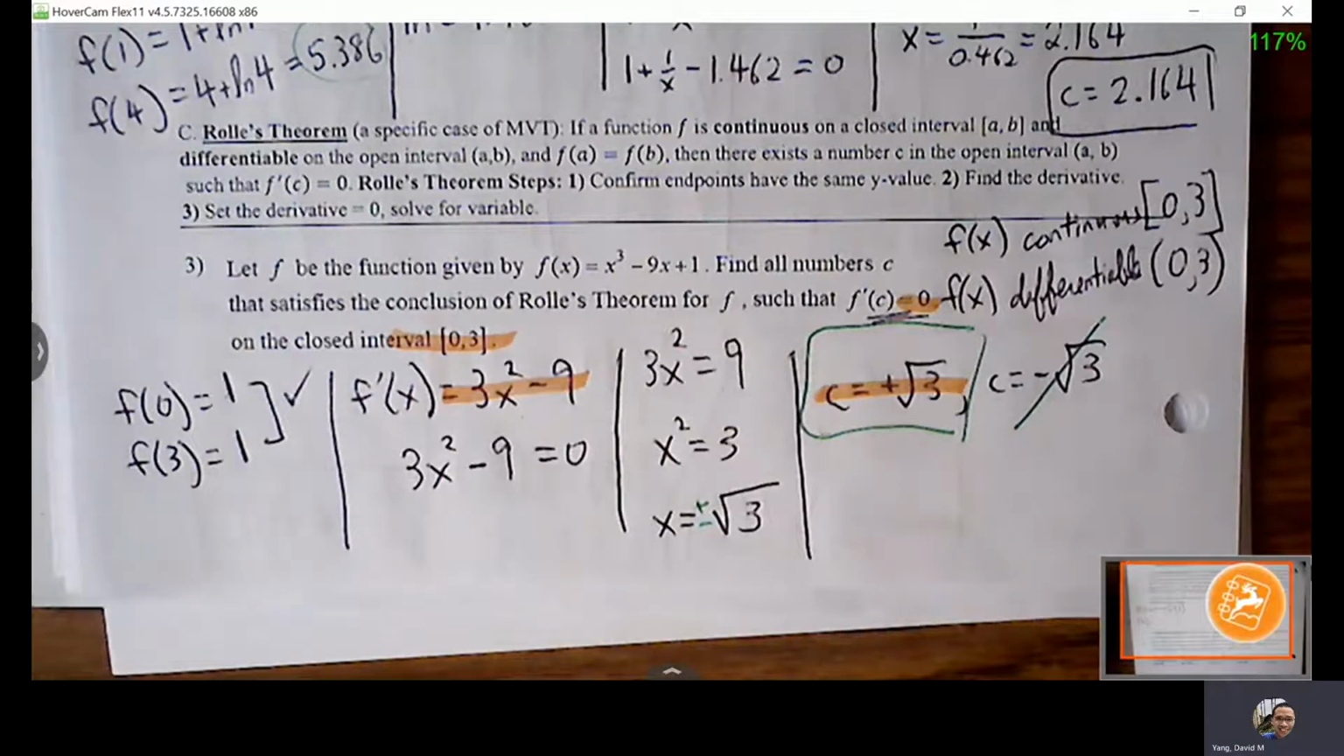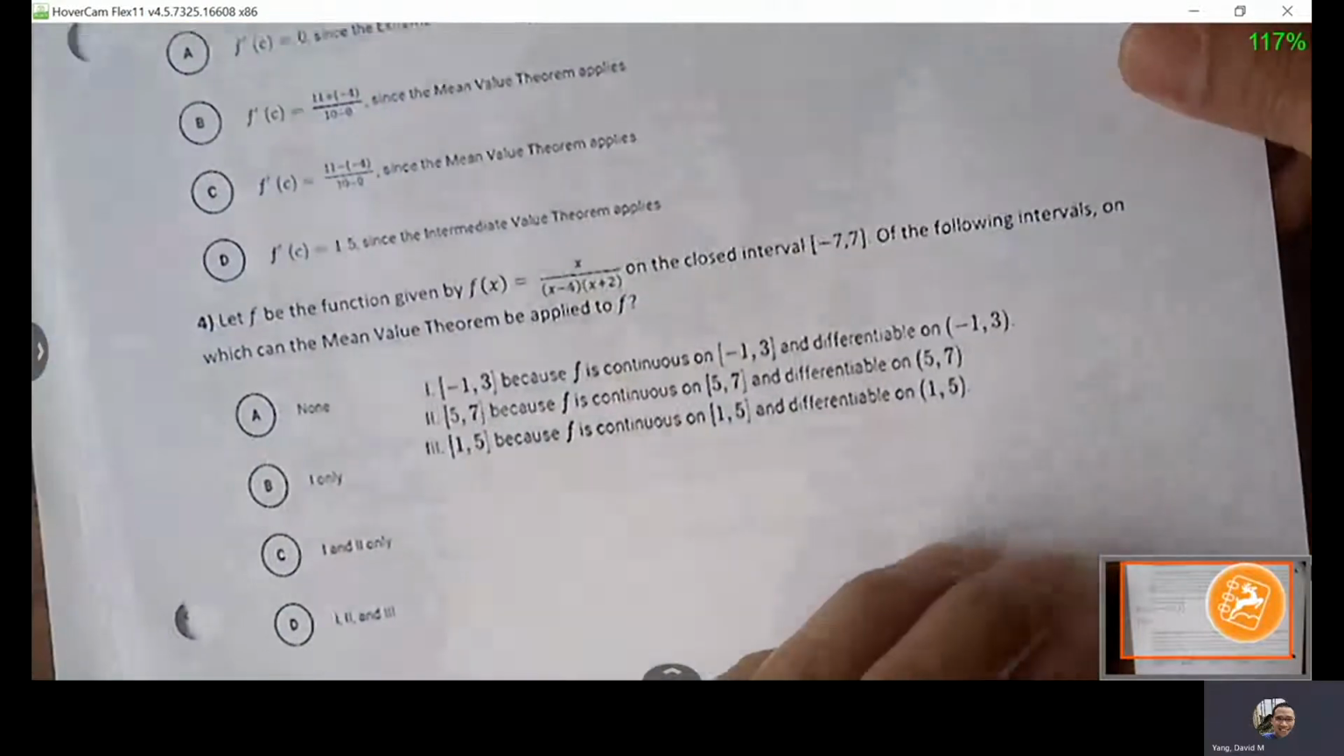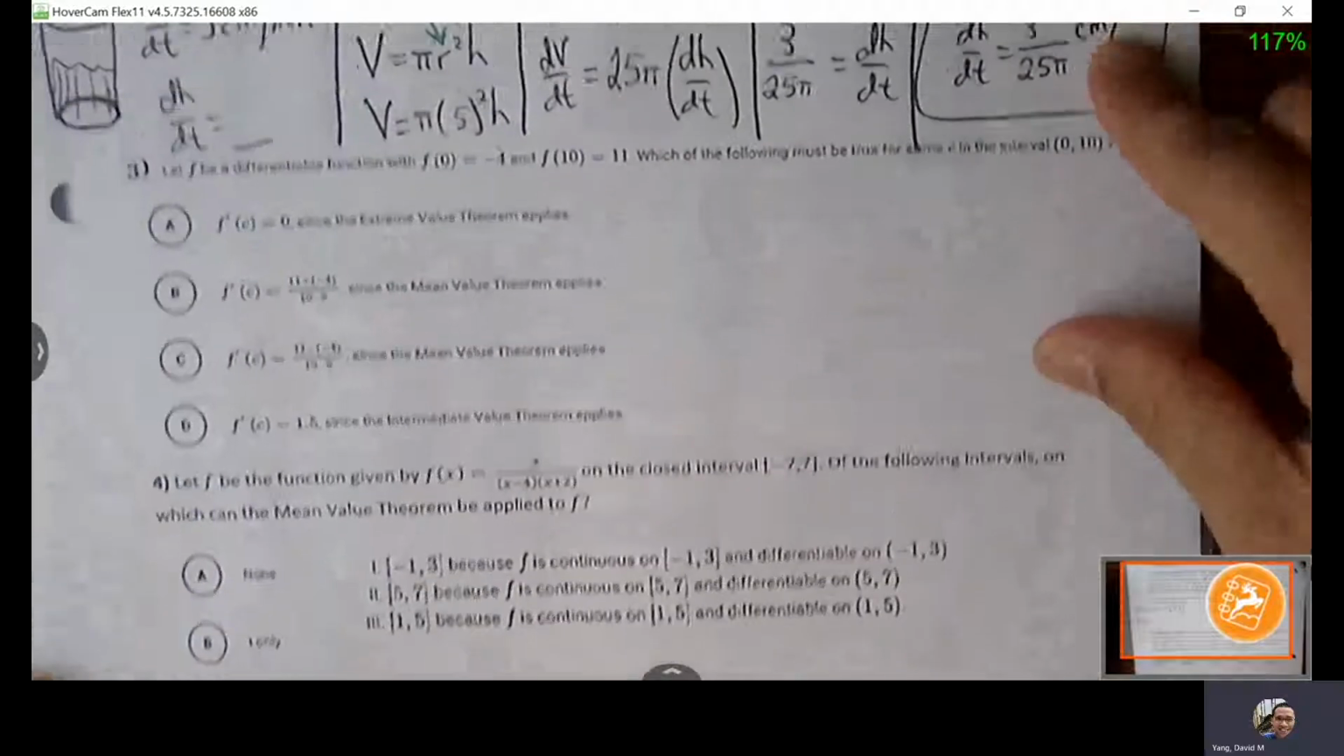Okay, let's go to some of the homework. This is on page 11. Sorry, page 11, number 3.